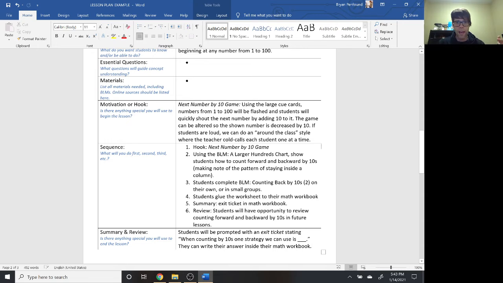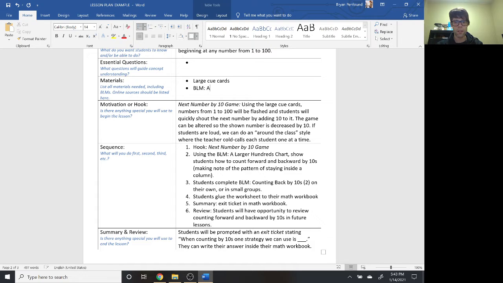So now that I have a pretty good idea of what the lesson's going to look like, I can start filling out some of these other ideas. So let's see, materials. I'm going to start with my number game. So maybe I need some large cue cards for my number game. Maybe I'm going to need my 2 blackline masters. Of course here you can see in blue it says that we should list our blackline masters and any online resources that we used.